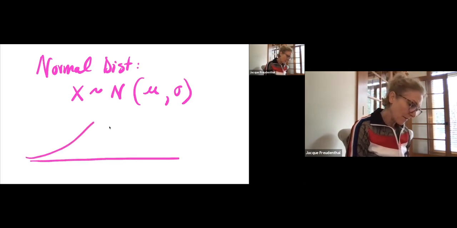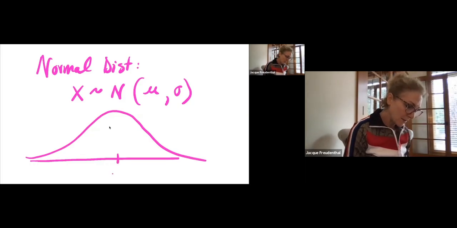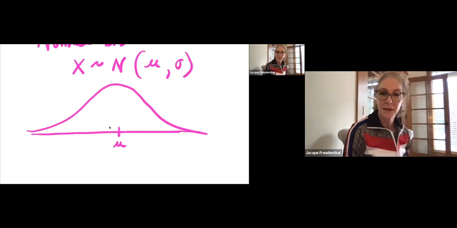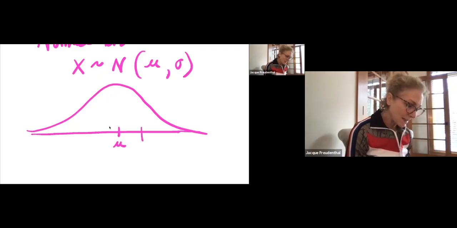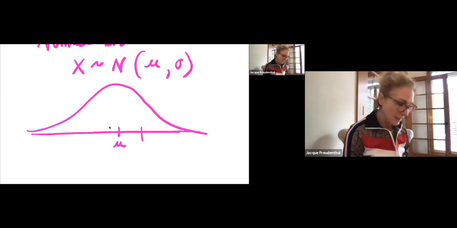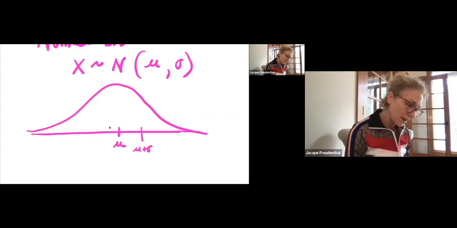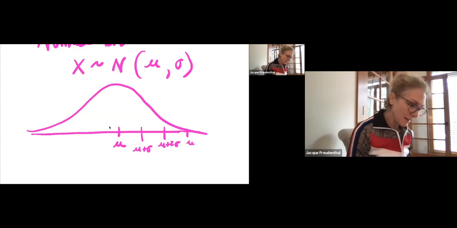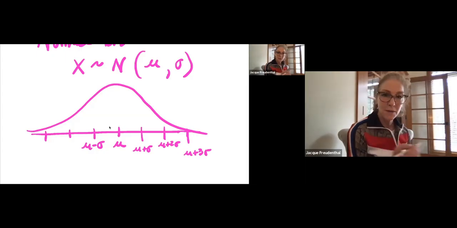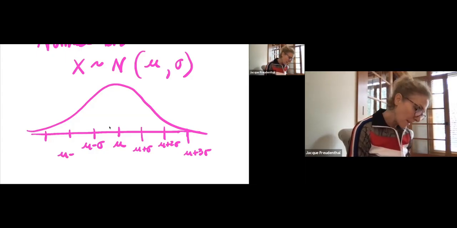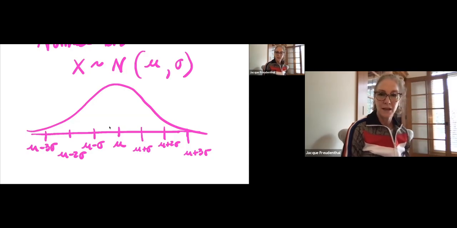We still would have this bell-shaped curve. We still would have mu in the middle, the mean in the middle. And how we get to one scale to the right is we would take the mean plus 1 standard deviation. Then the mean plus 2 standard deviations, and then the mean plus 3 standard deviations. We would also build the scale to the left in the same way. We would subtract a standard deviation, subtract 2 standard deviations from the mean, and subtract 3 standard deviations from the mean.